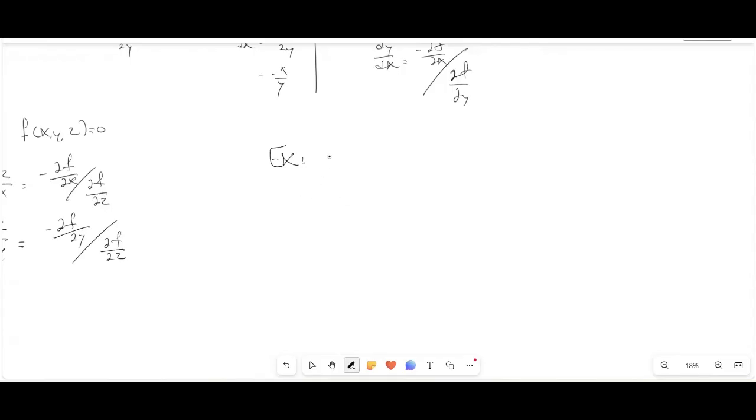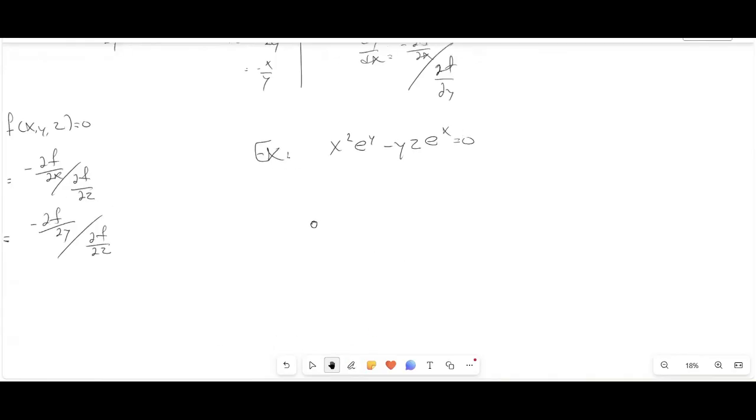Yeah, I just want to do this example. It's x squared e to the y minus yz e to the x equals 0. So that's a function of three variables set equal to 0.